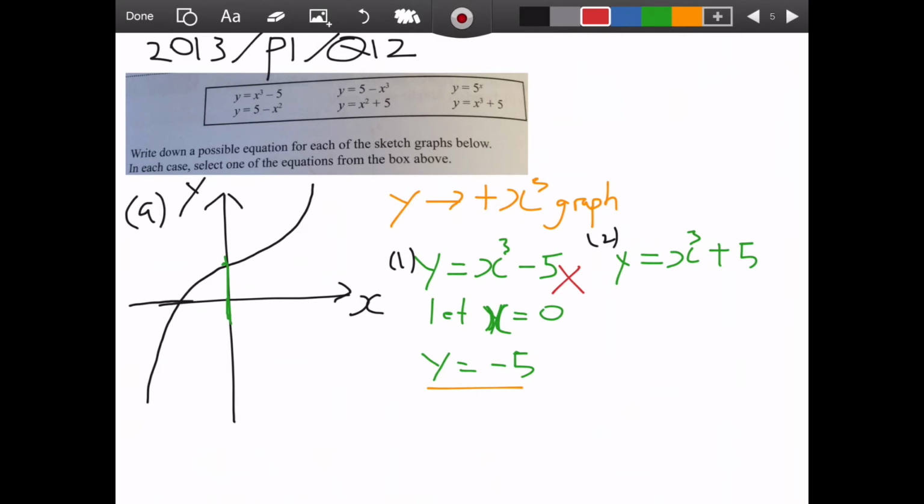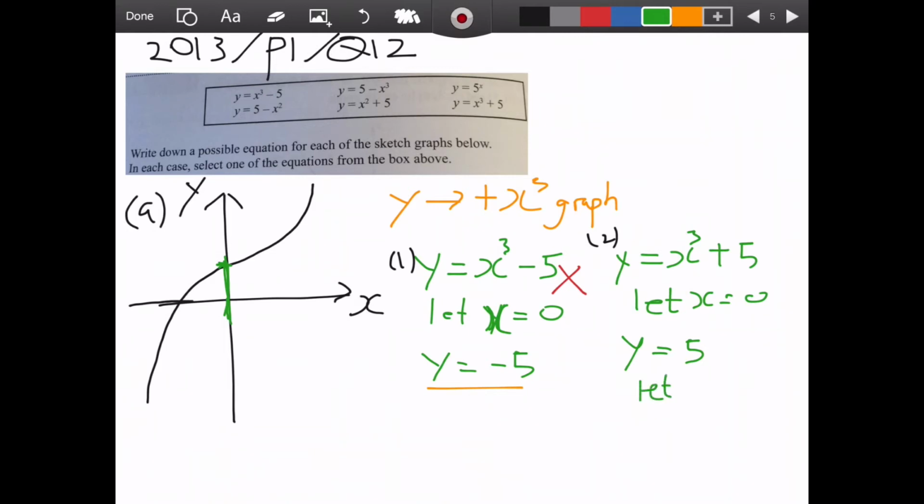And let's try to solve this. It's very likely to be equation number 2, but let's solve it so that we know for sure. So if we let x equal to 0, what is y? y equals positive 5. And over here, indeed, it's a positive number when x equals 0. Very likely it's right.